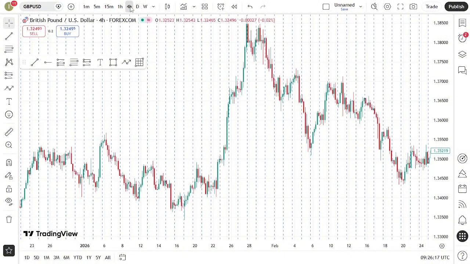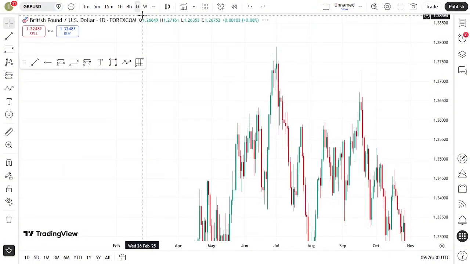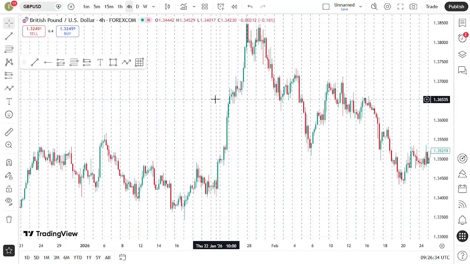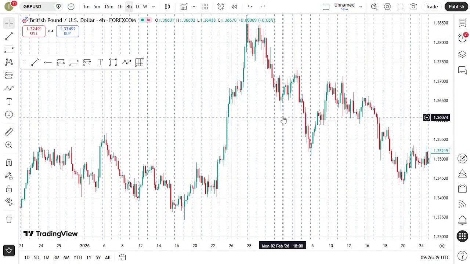Right here, your time frame, you have your 1 minute, 5 minutes, 15 minutes, 1 hour, 4 hours, 1 day, weekly. We have months as well. So to interchange, you can just move from your 4 hour to daily. The chart changes. So I'm going to be working on my 4 hour to show us what I want to show us. Now open your chart, pick a pair like GBP/USD that I am on now.